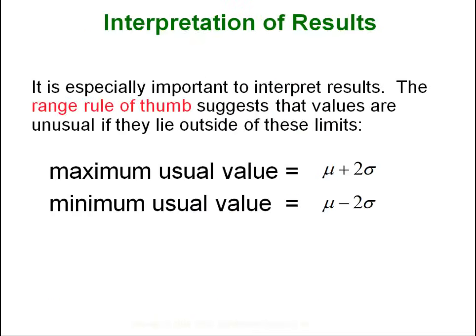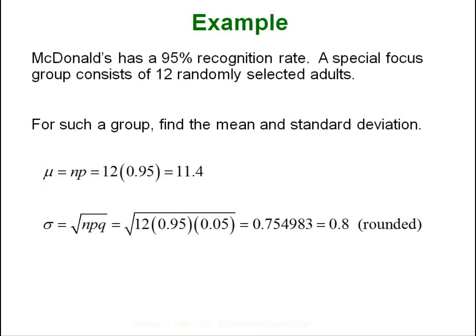Just like before, we have the range rule of thumb, right? The unusual and usual stuff, and just like before, it's always your mean plus and minus 2 standard deviations. Here's an example.